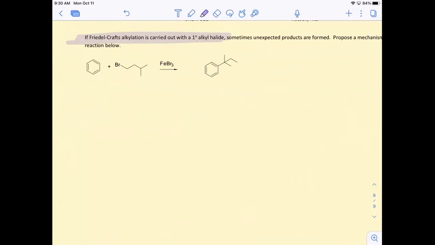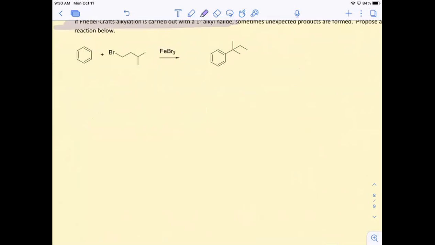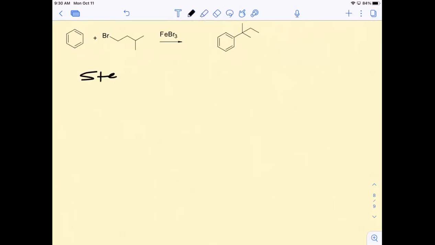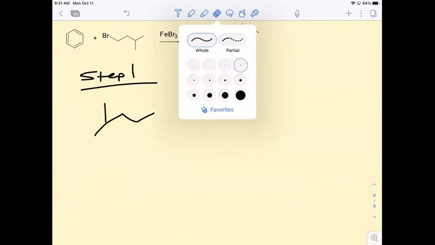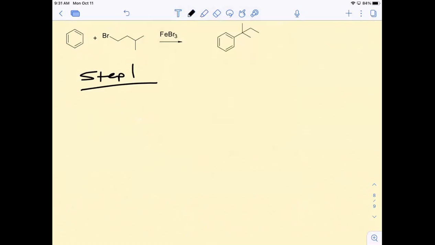So let's just go through the mechanism. What's the first step? What's the first thing that's going to happen? Do you have to activate the bromine? Mm-hmm. I'm going to take that. Make sure I got it. That's 5 carbons total. So here's my bromine. I'm going to activate that by complexing it with iron bromide.